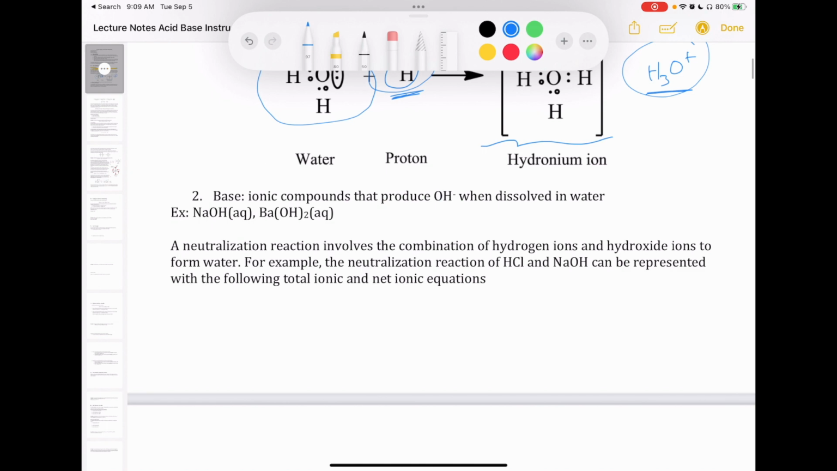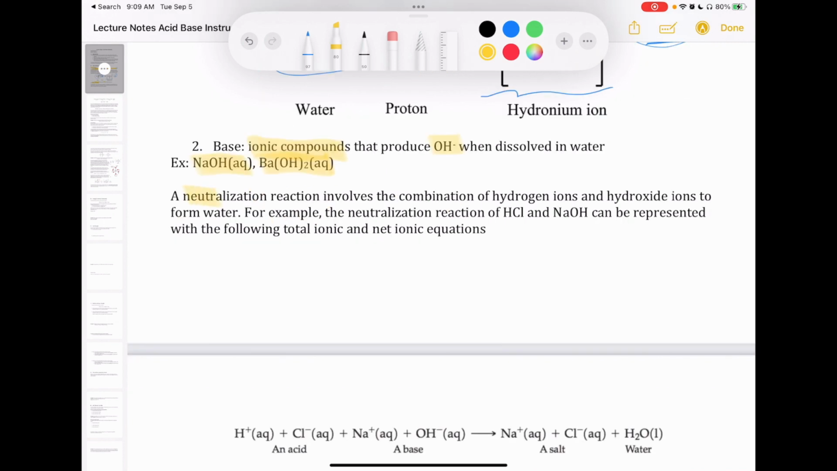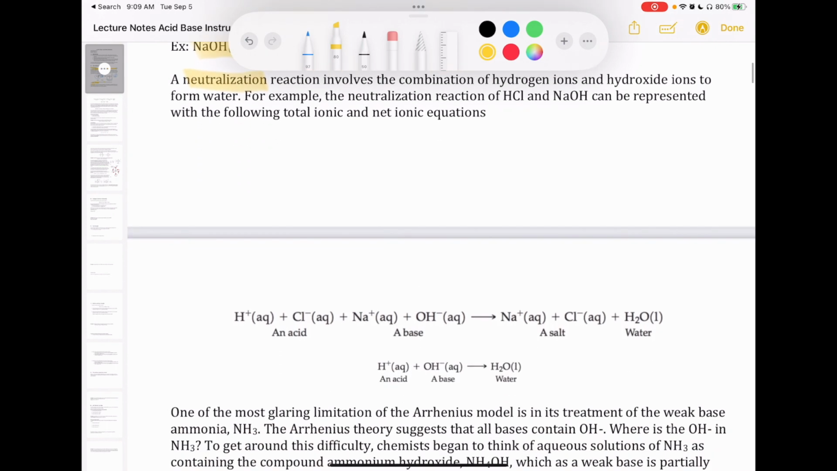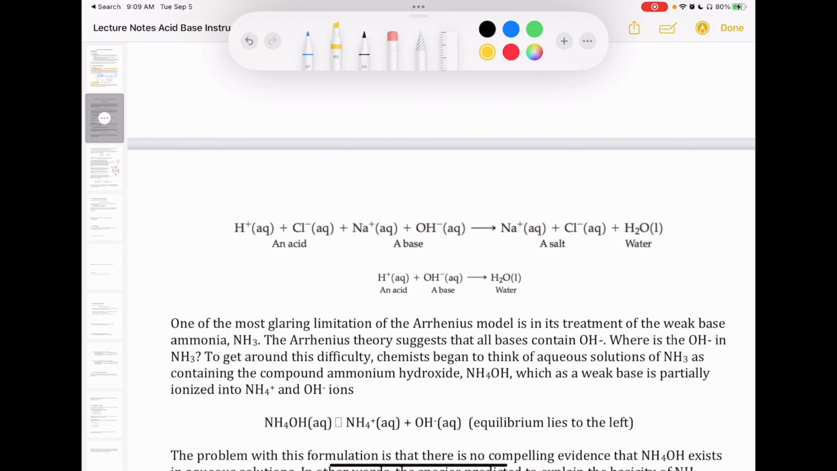Now, a base, by the Arrhenius definition, is just an ionic compound that produces hydroxide ion when dissolved in water. The standard bases that you know of are sodium hydroxide and barium hydroxide. Any soluble hydroxide salt is really a base based on the Arrhenius definition. A neutralization reaction is a reaction where you have a base and an acid reacting together, and the hydroxide and the proton neutralize each other to form water and salt. Hopefully this is familiar to everybody: HCl plus NaOH, which could be written as the separated ions, forming NaCl and H2O. The net ionic equation itself is just H+ plus OH- goes to H2O.